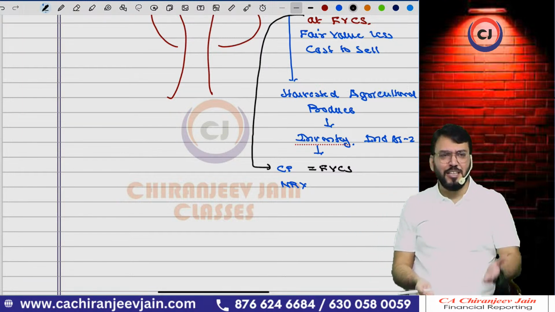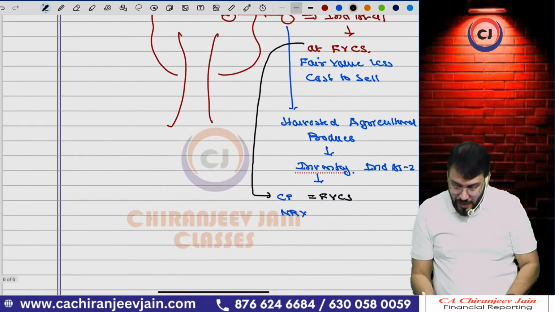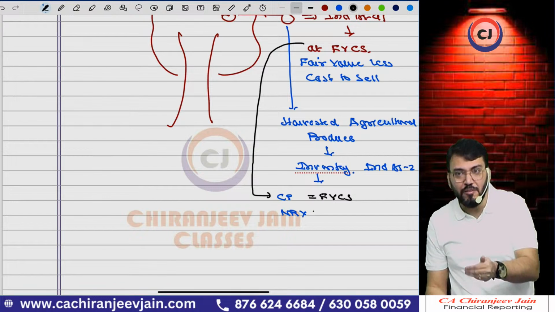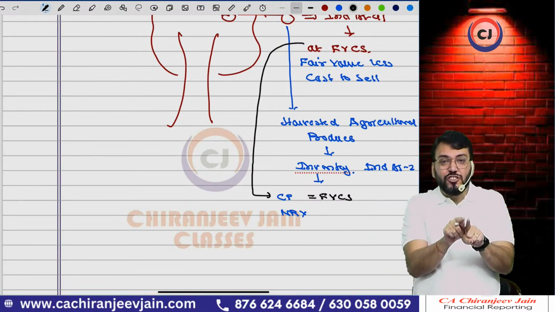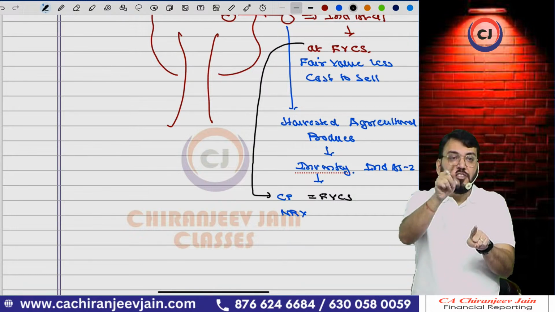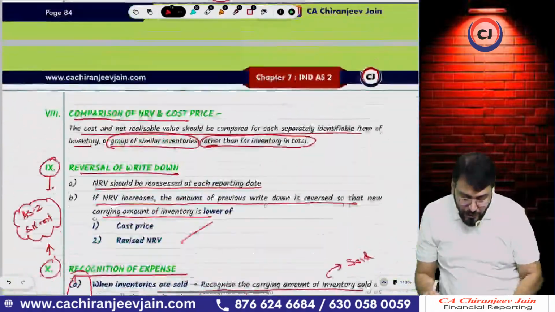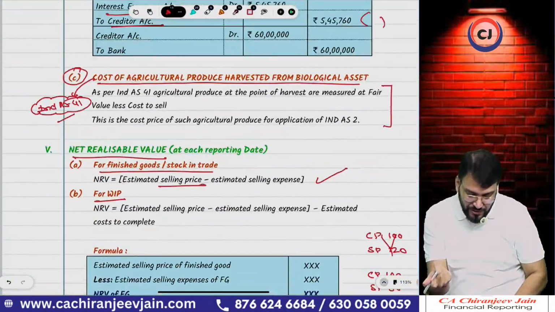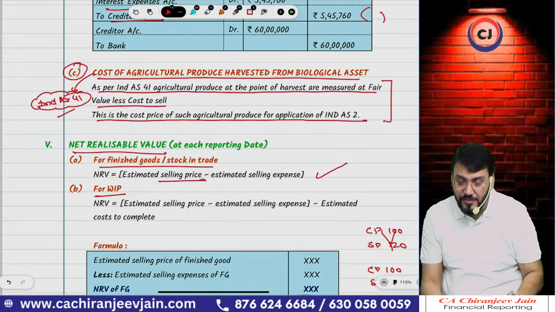You have understood now? That point only we left. Now let us read that point. NRV we can calculate at the end of year, meaning on the 31st March reporting date. So for application of Ind AS 2, cost price will be equal to fair value less cost to sell at the point of harvesting. As per Ind AS 41, agriculture produce at the point of harvesting is measured at fair value less cost to sell. This is the cost price of such agriculture produce for application of Ind AS 2.